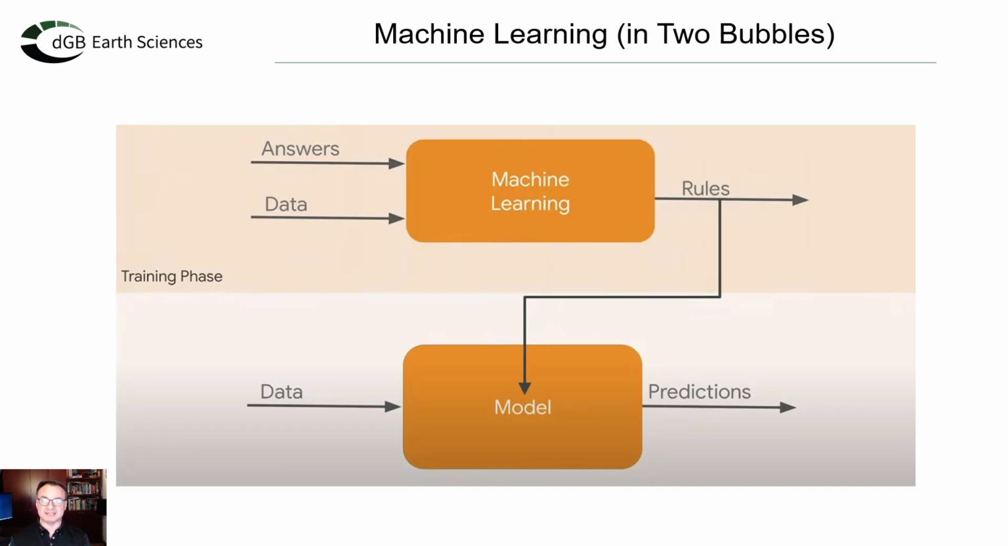So machine learning in two bubbles is basically this, right? So we have some answers and we have some data, and the machine does something. Some magic occurs in that bubble, and some rules come out. And then we can apply those rules as a model to other data, and we can make predictions. So that is, I think, the simplest way to describe machine learning. I borrowed this slide from a Google I/O talk. I added the extra arrow in the middle because I think it tells a better story with that added.